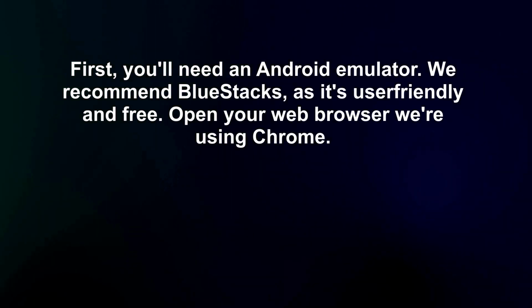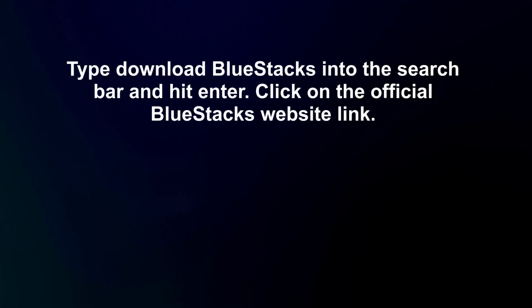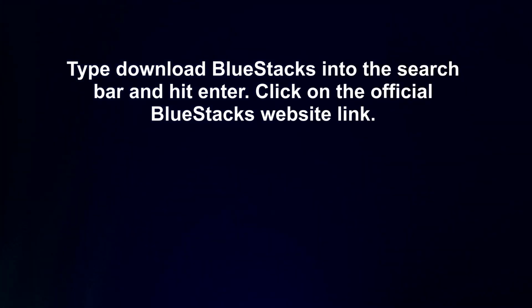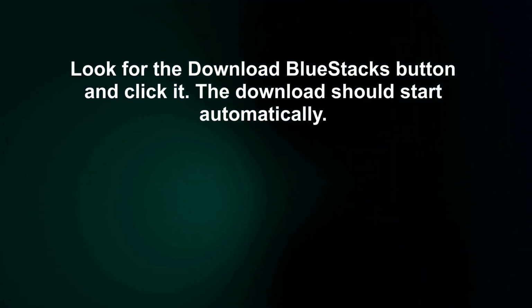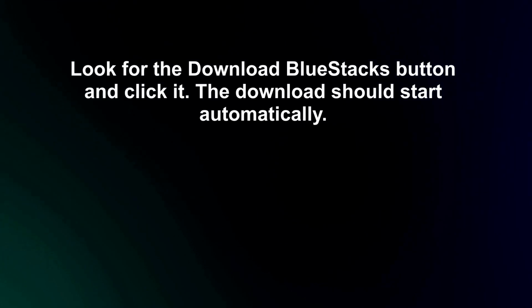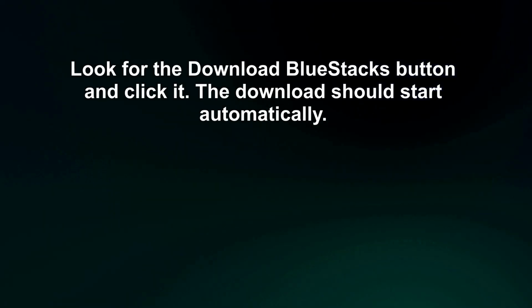Open your web browser. We're using Chrome. Type download BlueStacks into the search bar and hit enter. Click on the official BlueStacks website link. Look for the download BlueStacks button and click it. The download should start automatically.